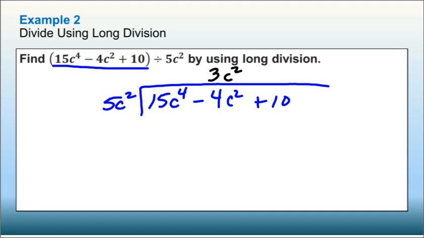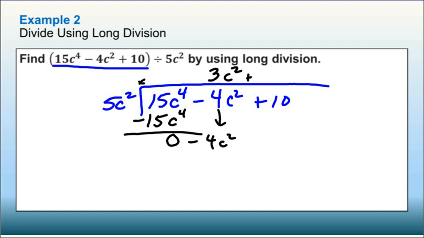Then I multiply 5 times 3 is 15. C squared times c squared is c to the fourth. Then I subtract below and I get 0. Then I bring down the next term, which is a minus 4c squared. And now I got to think, what do I multiply 5 by to get 4? Well, that would be 4/5, because 4/5 times 5 is 4.